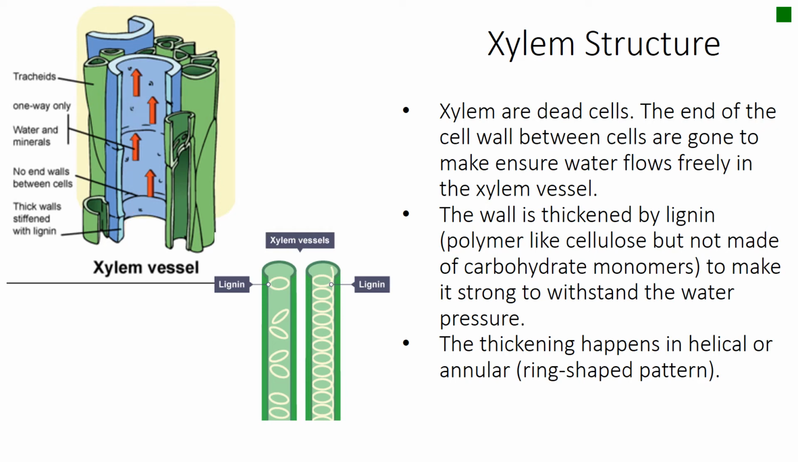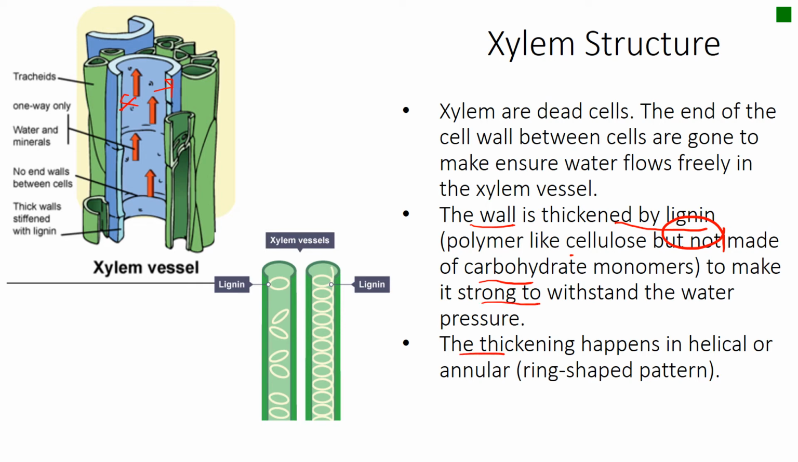Okay, and remember, water always has pressure. So to protect the xylem from bursting, the wall of the xylem is thickened by lignin. Of course, it's quite strong because of the cellulose, but if it is getting bigger and the water moves more freely, it means that more protection is needed, and it will be protected by lignin. So lignin is a polymer like cellulose, but the monomers, or the building blocks, are not carbohydrate. It's something else, right? Now, this lignin will make the xylem vessel strong to withstand the water pressure.